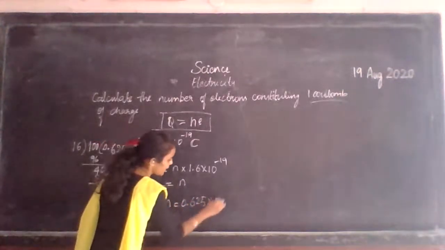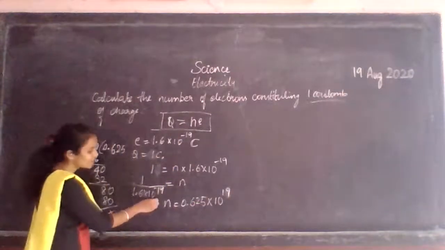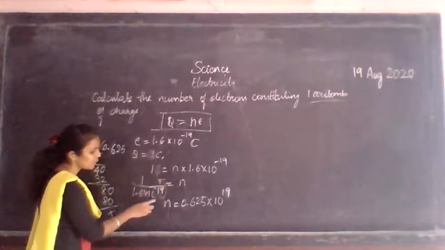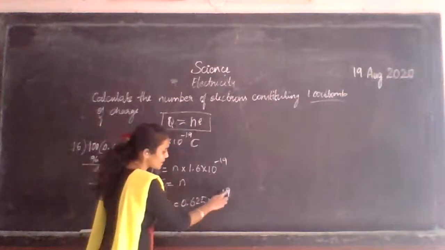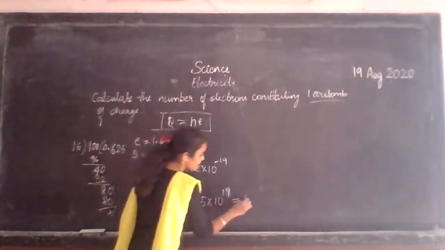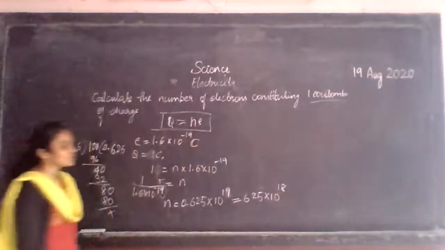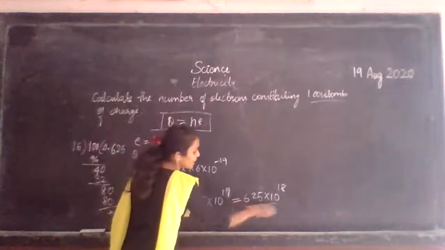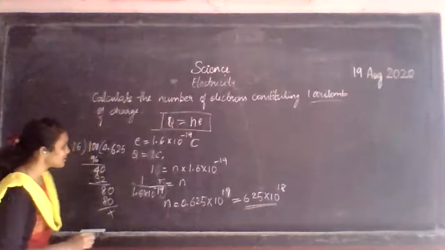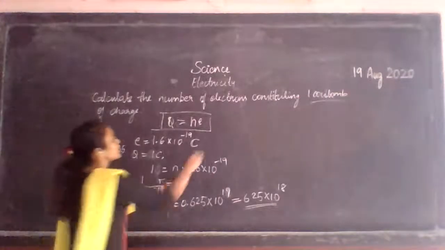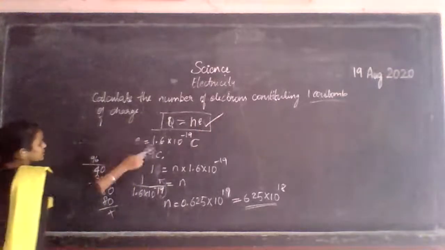0.625 into 10 power 19. See, when 10 power minus 19 is in the denominator, I will have to take it to the numerator. So it becomes 10 power plus 19. So this is 0.625 into 10 power 19. That can be written as 6.25 into 10 power 18 numbers. So 6.25 into 10 power 18 electrons will make up a charge of 1 coulomb. This is how we have to solve this problem. The formula utilized here is Q is equal to N into E. Understood? So let's move on to the next question.